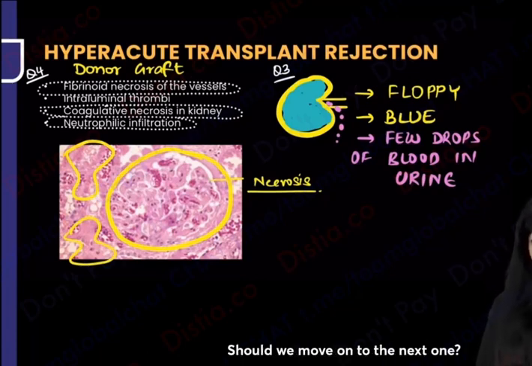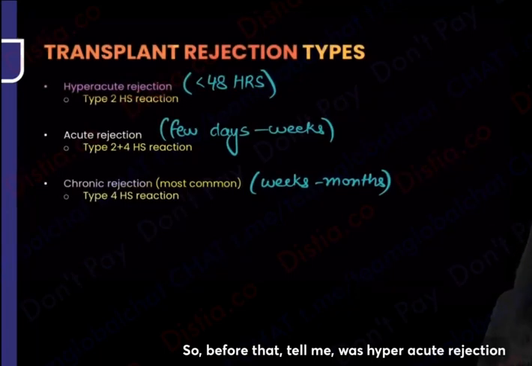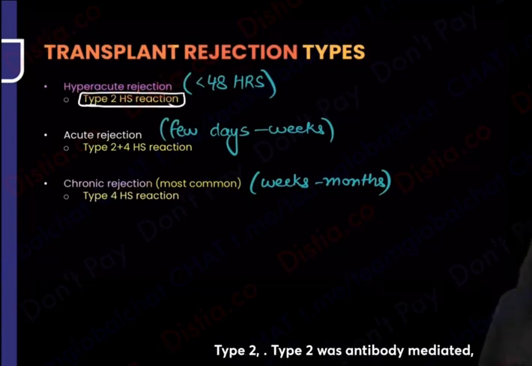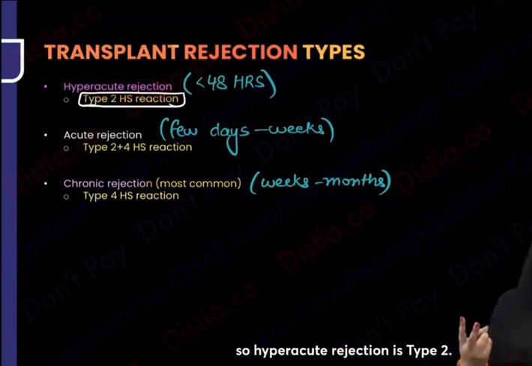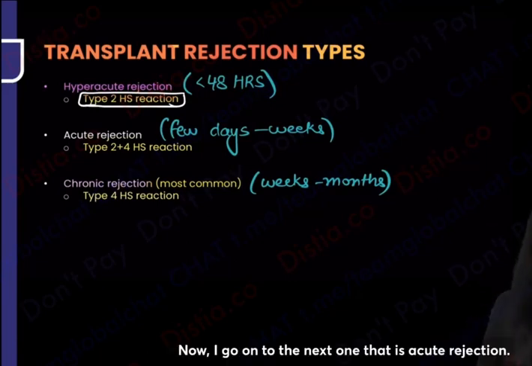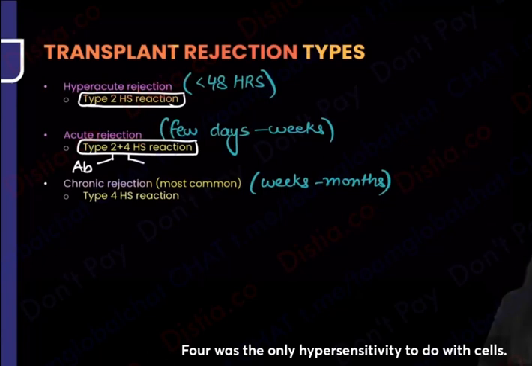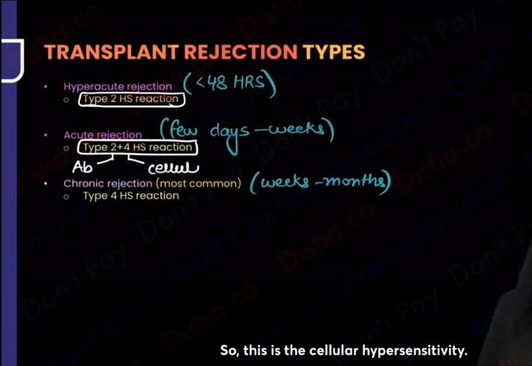Should we move on to the next one? So before that, tell me, was hyperacute rejection all to do with antibodies? Antibodies were coming and attacking. So which hypersensitivity do you want to label it under? Type 2, because type 2 was antibody mediated. So hyperacute rejection is type 2. Now I go on to the next one, that is acute rejection. Acute rejection, as I can see, is going to be a combination of 2 and 4. Can you guys try to decode? 2 was to do with antibodies. Antibody means humoral, something humoral is antibody. 4 was the only hypersensitivity to do with cells. So this is the cellular hypersensitivity.